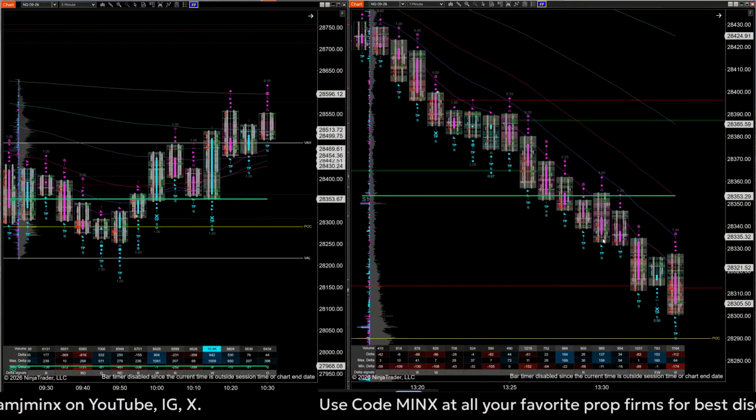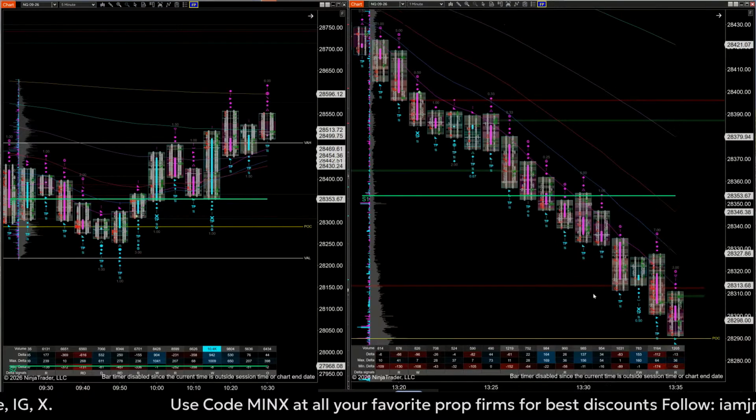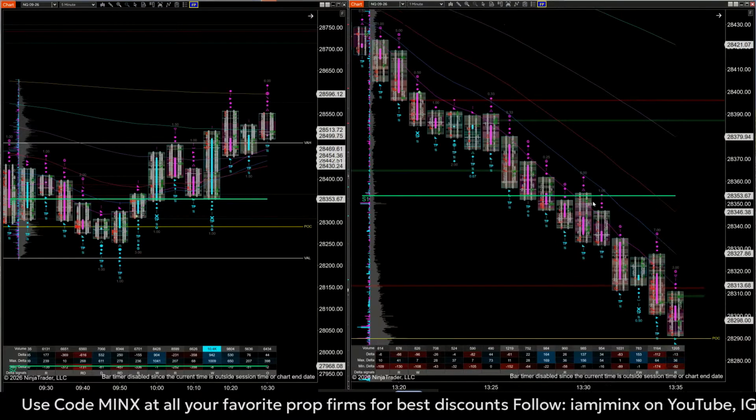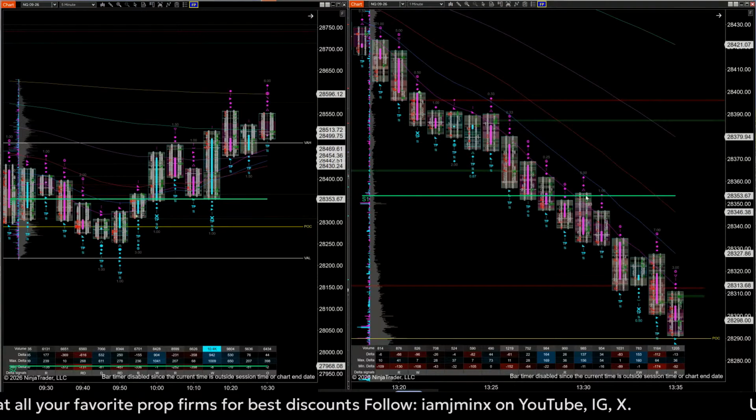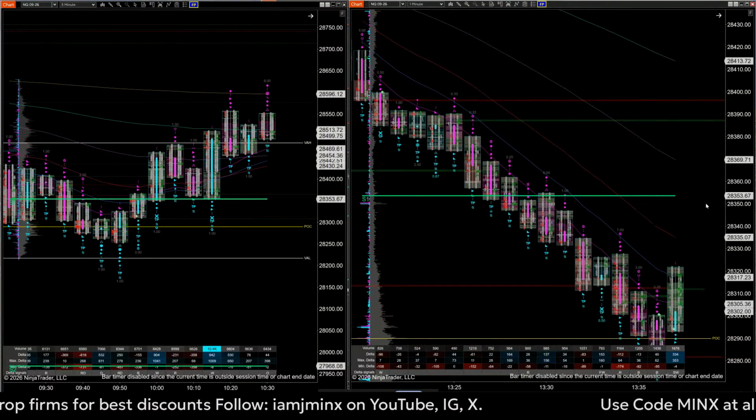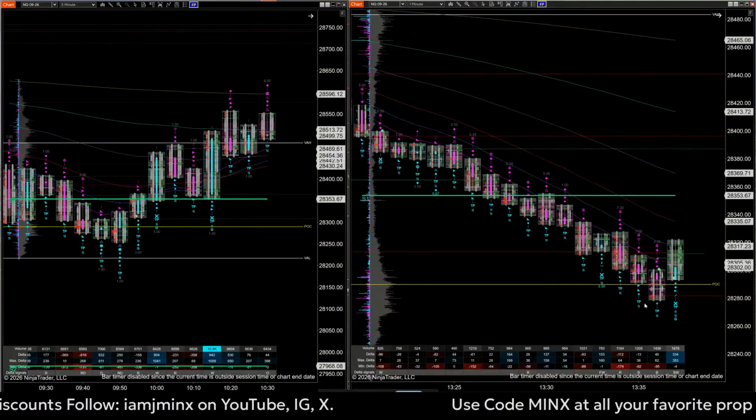And then we started to get small negative delta, and we could not get back over this. So we took a short and it came down.